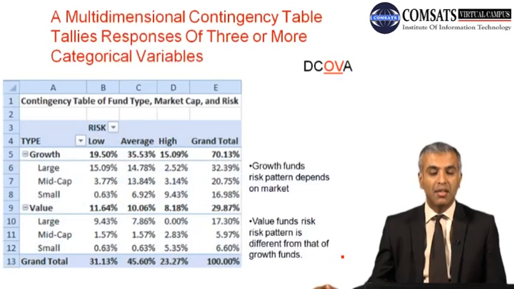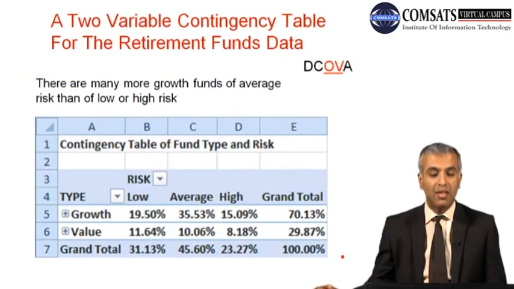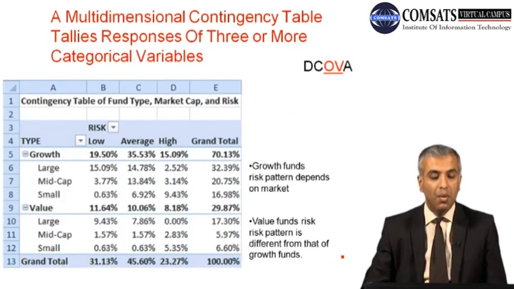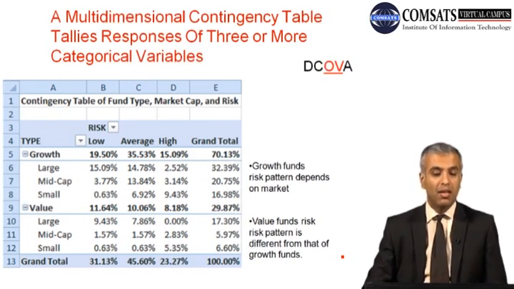Then again, you have seen the 2 variables case in this slide, and the multidimensional one is shown where we are showing subtypes of growth funds and subtypes of value funds, which are termed as large, mid cap and small, and similarly in the case of value funds. Once we have portrayed them in a contingency table, these multidimensional contingency tables can also be used to portray more effective data in this case.